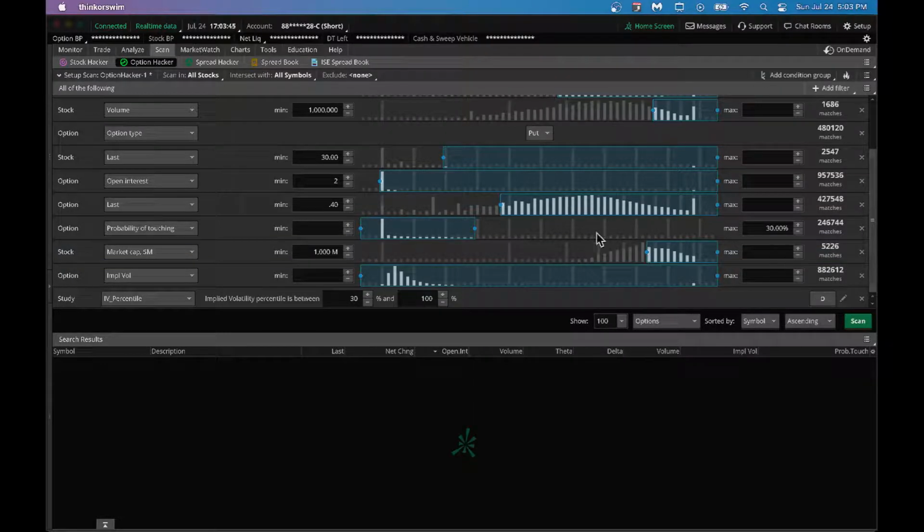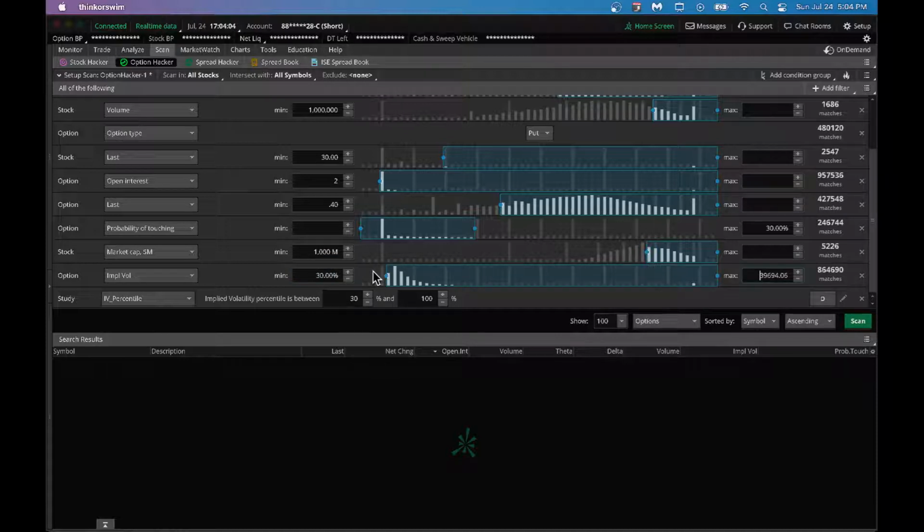And then you got here implied volatility. I want to make sure implied volatility looks like I don't have any number here. I could say implied volatility percent is, say, more than 30% or so. So that way these are a little bit volatile stocks.